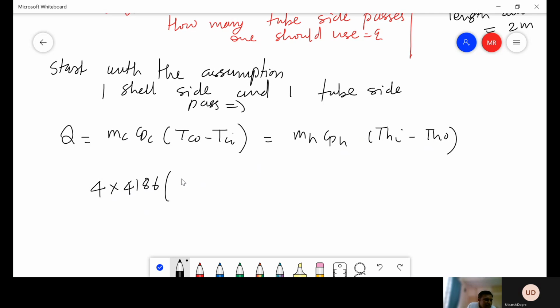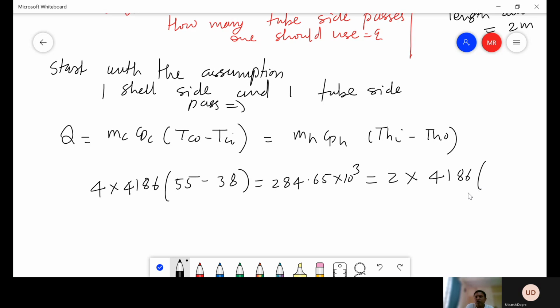Tco minus Tci is 55 minus 38, correct? So this comes around 284.65 into 10 raised to power 3 watt, and that should be equal to mh Cph (Thi minus Tho). The hot water flow rate is 2 kilogram per second, into again 4186.